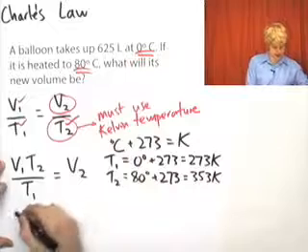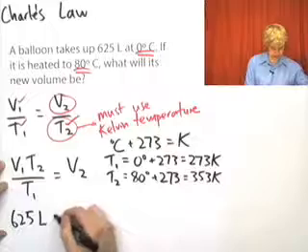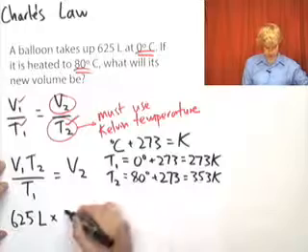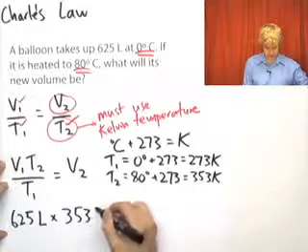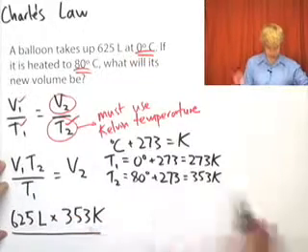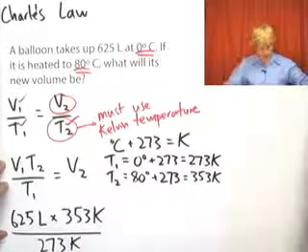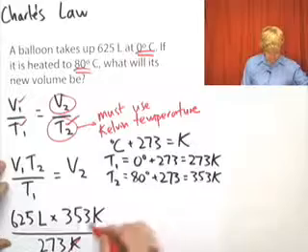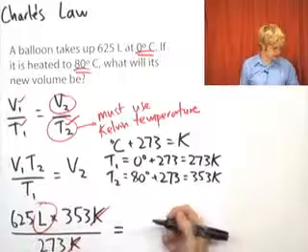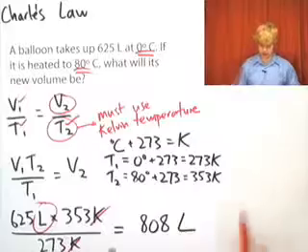V1, our initial volume is 625 liters times our T2, which is, in kelvins, 353 Kelvin, divided by T1, which is, always use a Kelvin temperature, 273 Kelvin. Let's look at what happens to our units here. The Kelvin cancel out, so our final answer is going to be left in liters, and the answer to this is going to be 808 liters, rounded to 3 significant figures.